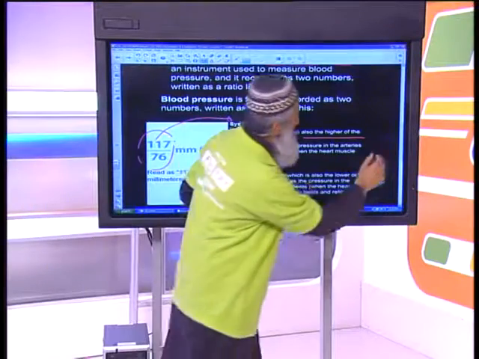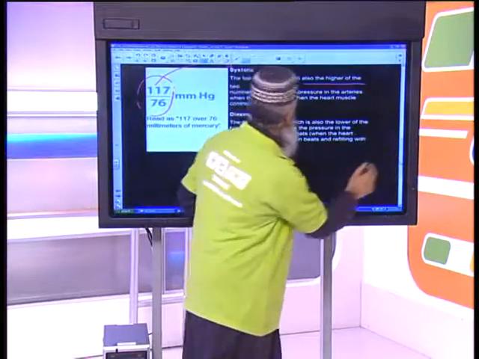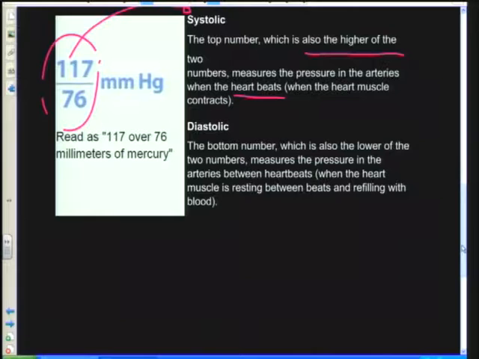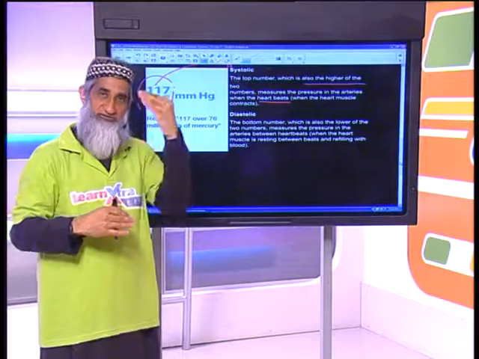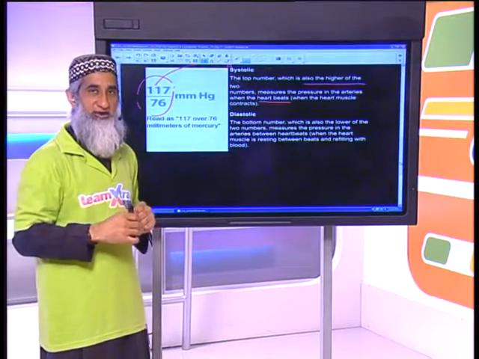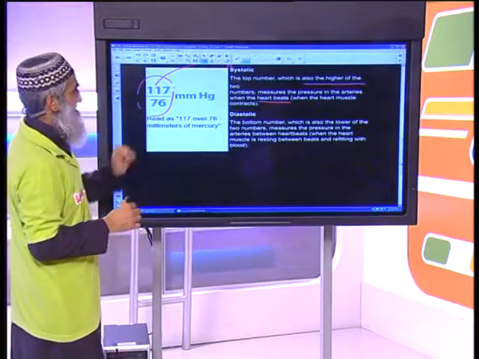Then you get the diastolic measurement, which is when the heart is relaxing, diastole, as we said. So obviously the pressure is at its lowest when the heart is not contracting at this stage. And that is what you need to have.